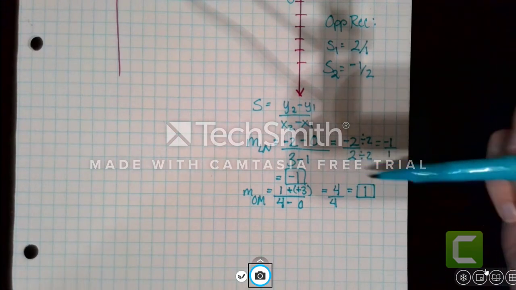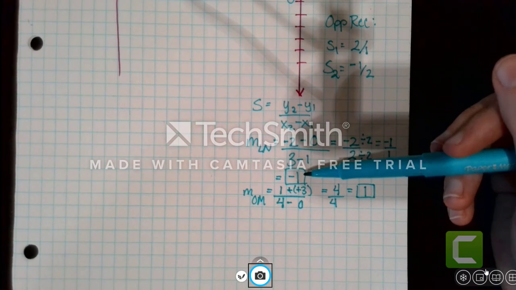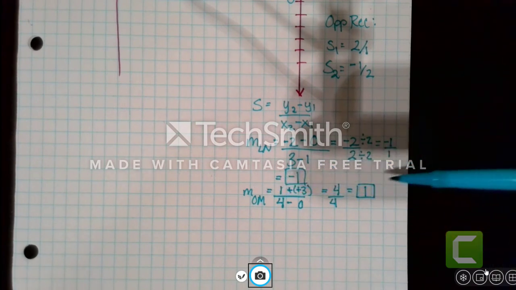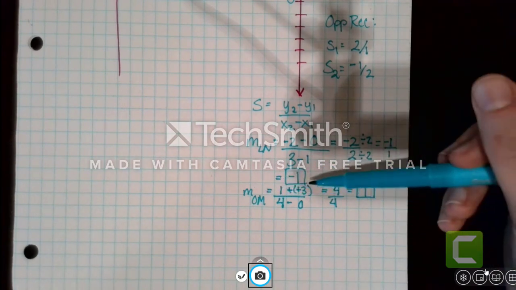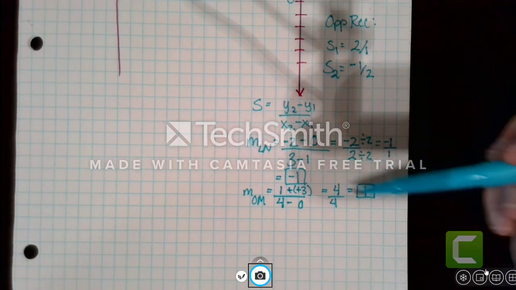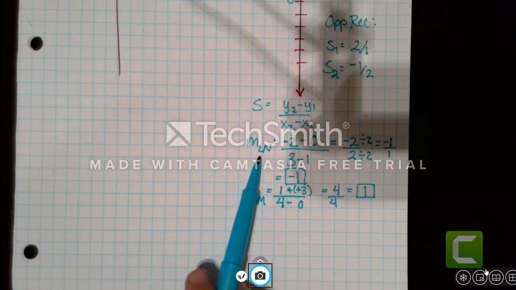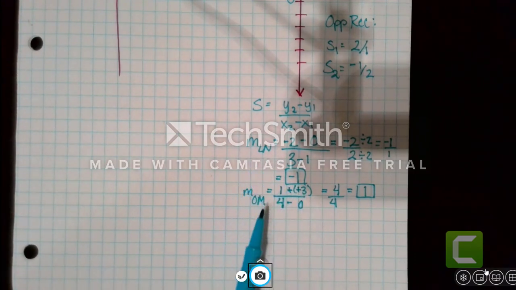Now I could see that the slope for LN is negative 1, and that the slope for OM is positive 1. Both of these are the negative reciprocals of each other, or opposite reciprocals. So I can say with confidence that the diagonal LN is perpendicular to the diagonal OM.